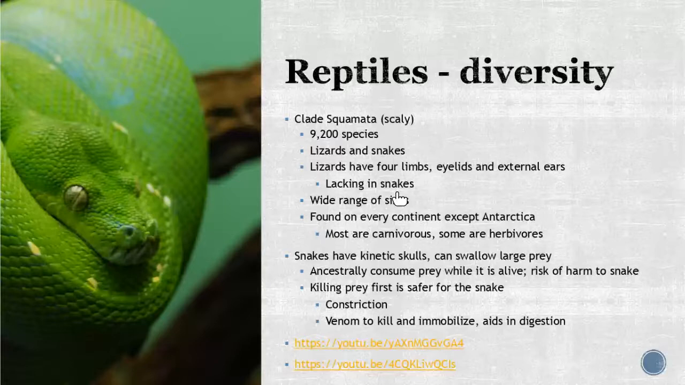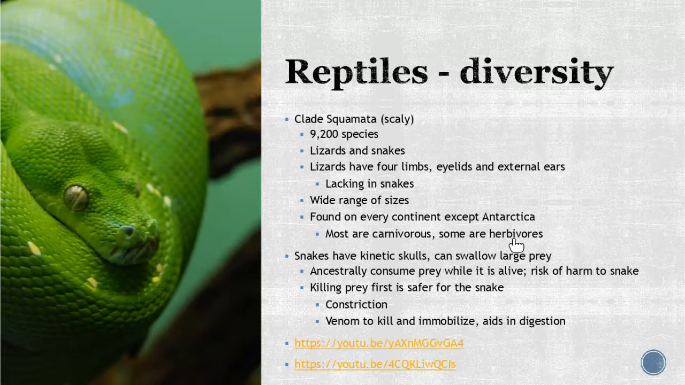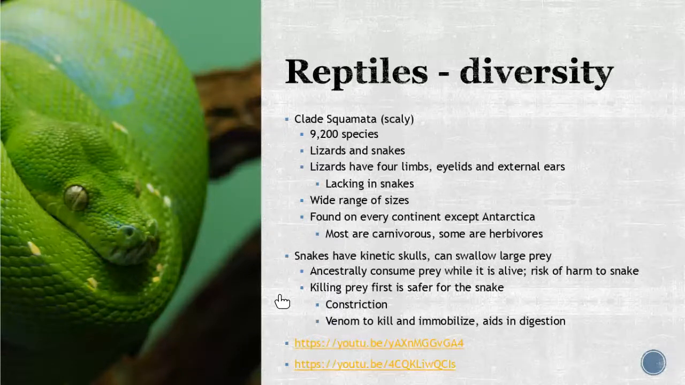Wide range of sizes in this group, and they are found on every continent except Antarctica, which I find quite interesting, and they vary. You can have carnivorous and some herbivores in this group too. Now, what's unique about snakes, they have that kinetic skull so they can swallow large prey, and I've watched plenty of those nature shows to know that scares the crud out of me.